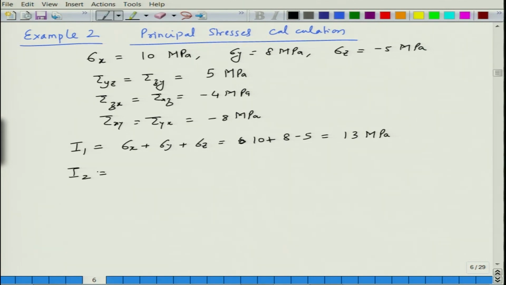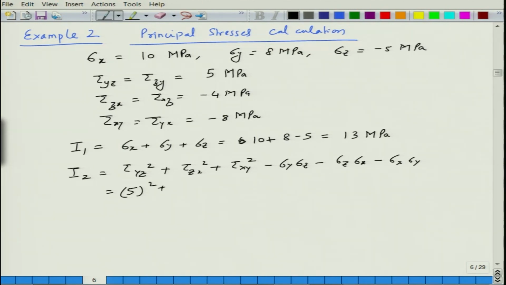Let us do the calculation for I2. I2 will be, as we wrote earlier, sigma yz square plus sigma zx square plus sigma xy square. So, we can replace this sigma with essentially tau, minus sigma y sigma z minus sigma z sigma x minus sigma x sigma y. So, we have replaced the sigma yy with sigma y as the notation is. So, let us replace the values now here.